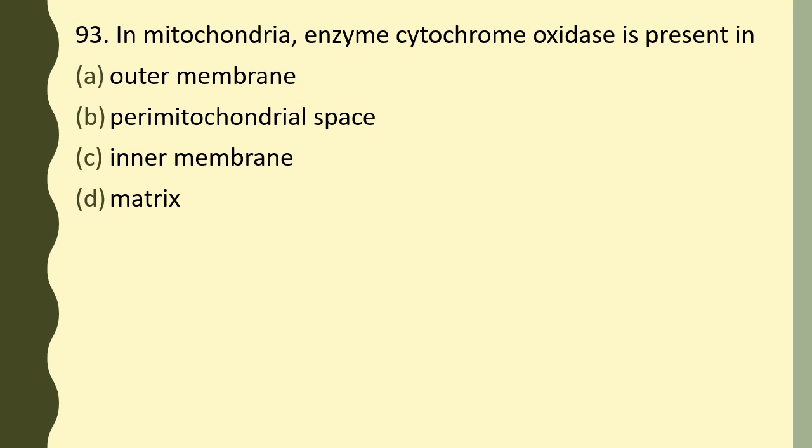Question number 93. In mitochondria, enzyme cytochrome oxidase is present in outer membrane, perimitochondrial space, inner membrane or matrix. Correct answer is option C, in the inner membrane.